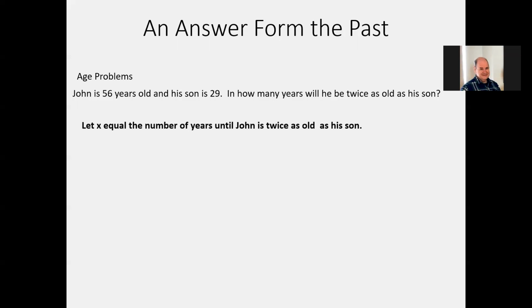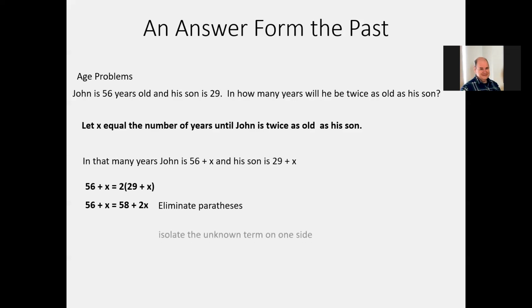Well, let x equal the number of years that it'll take until John becomes twice as old as his son. That would be naively how we would begin this. Let x be the number of years that we're looking for. So John will be 56 plus x then, and the son will be 29 plus x then. And we want to find out for what x that 56 plus x is twice his son's age, 29 plus x. And what's interesting here is when you solve the equation, you get a negative number.